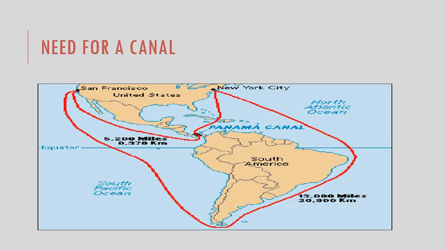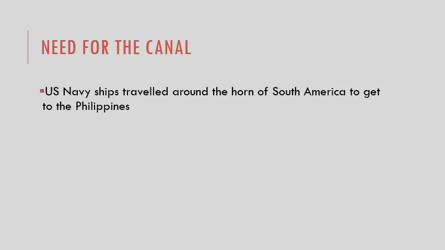So if you look at the map here, there's the difficulty of shipping from New York to San Francisco: you have to go all the way down from the bottom of South America, 13,000 miles. However, if you have a canal in Central America, you cut that down to more than half, 5,200 miles, and you can get to the west much faster. Now, there's a need for the canal.